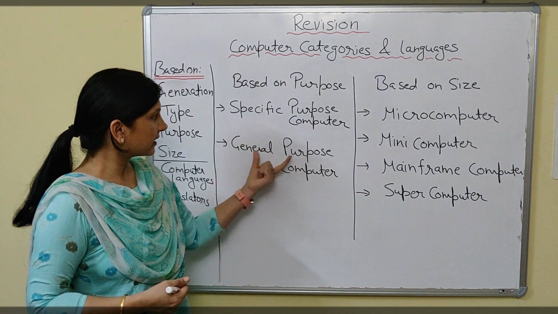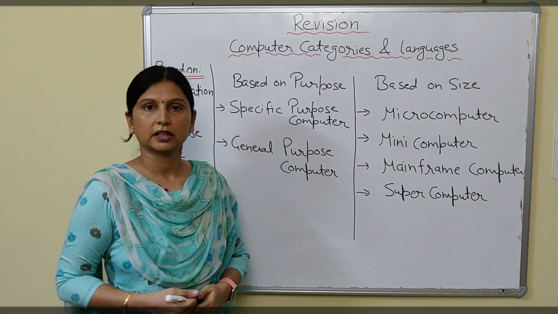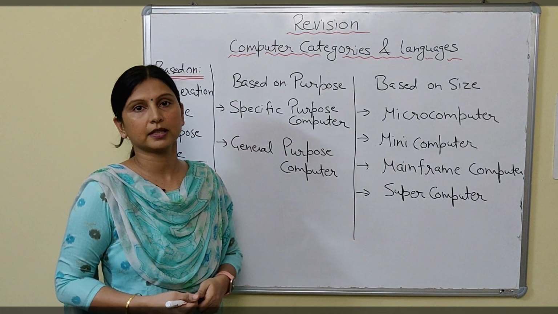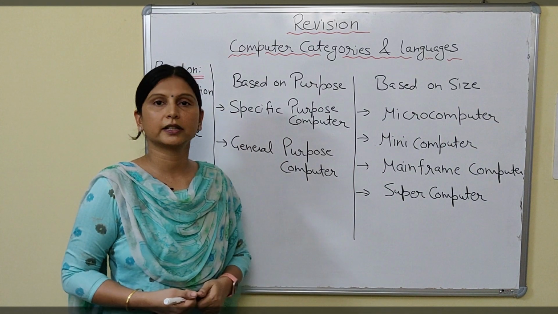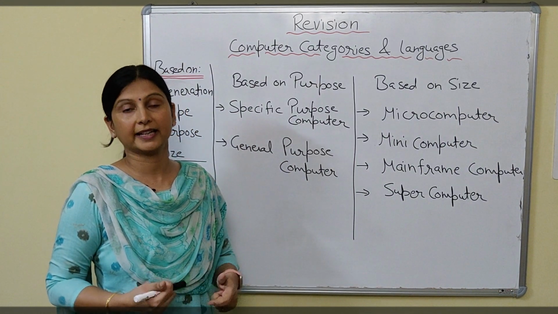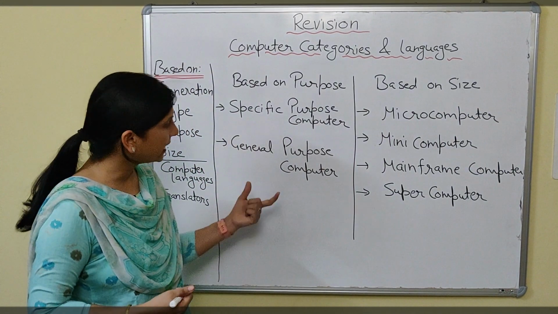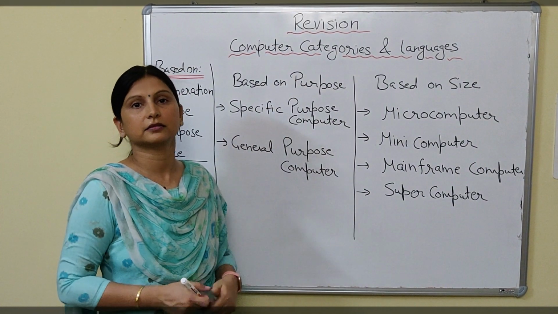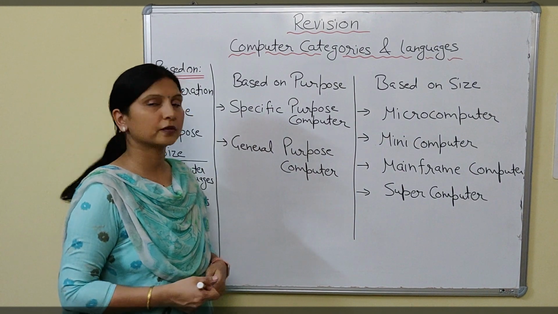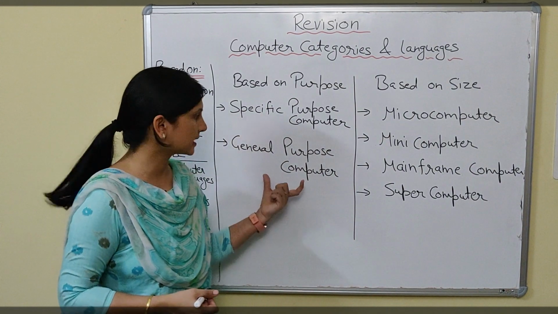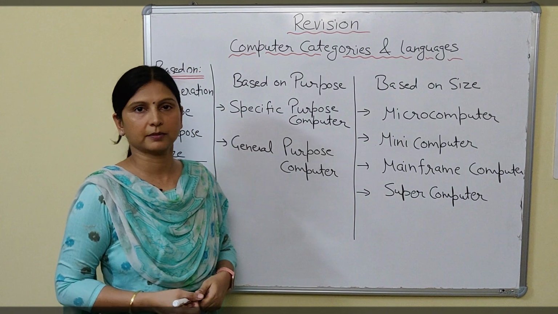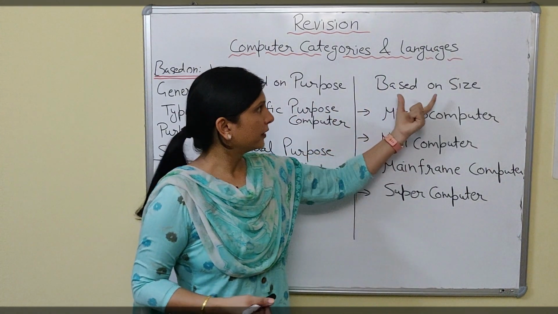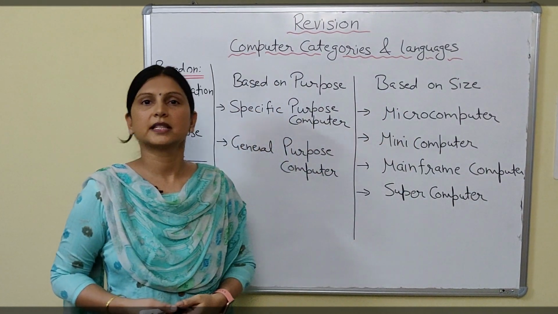Now the second is general purpose computers. The computers which we use are all general purpose computers. Why general purpose? Because in these types of computers we can perform multiple tasks, a variety of tasks. For example, we can make documents, we can watch videos, we can listen to music. So different types of tasks we can perform on these computers, and these are called general purpose computers. Fine. Now moving ahead, come to the topic based on size.